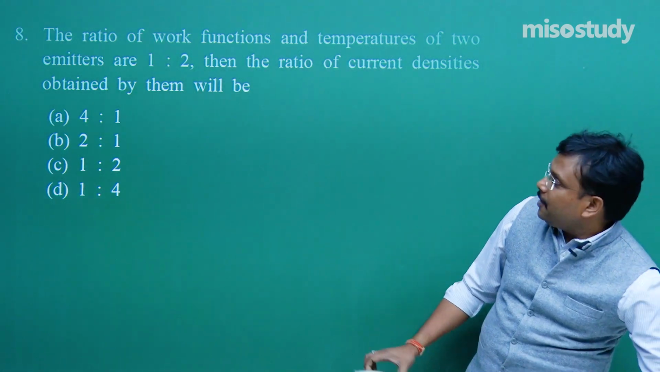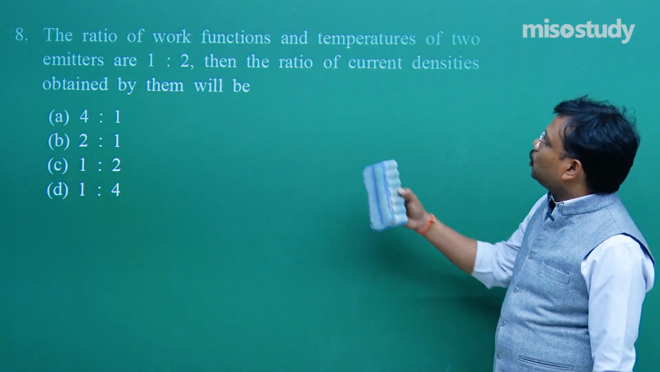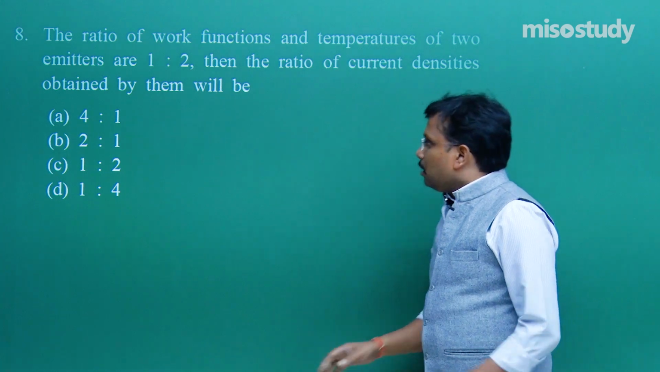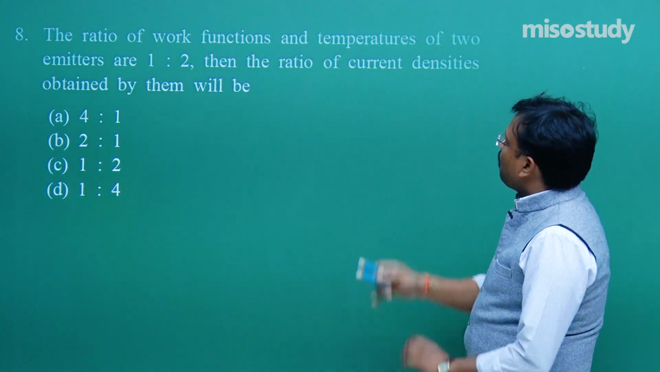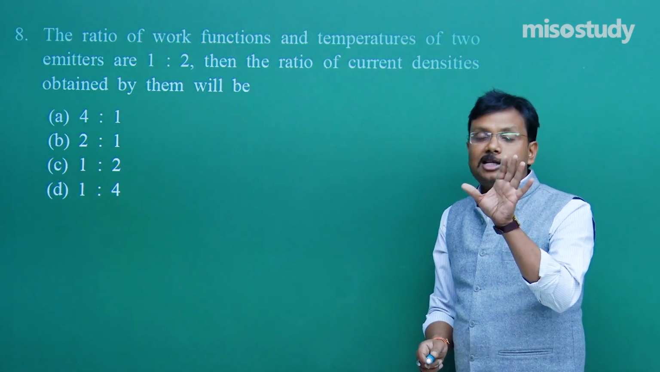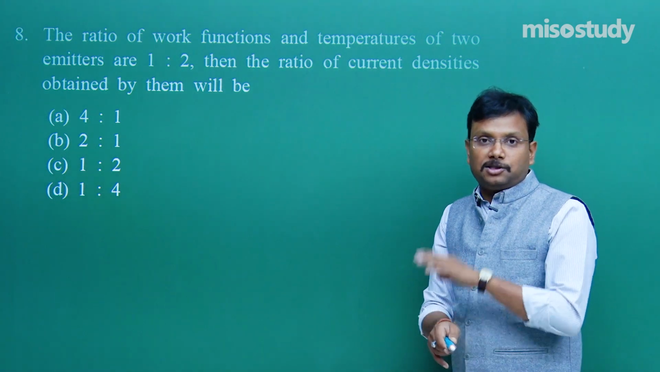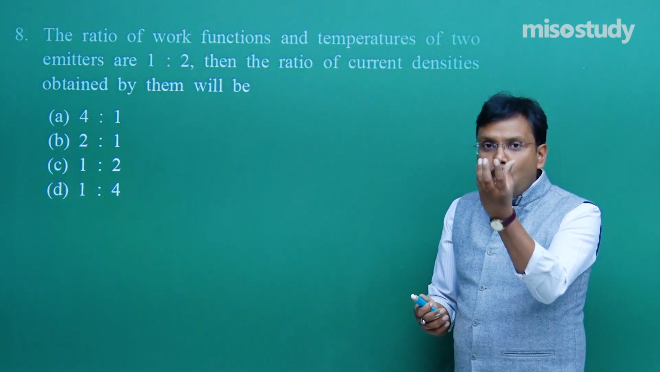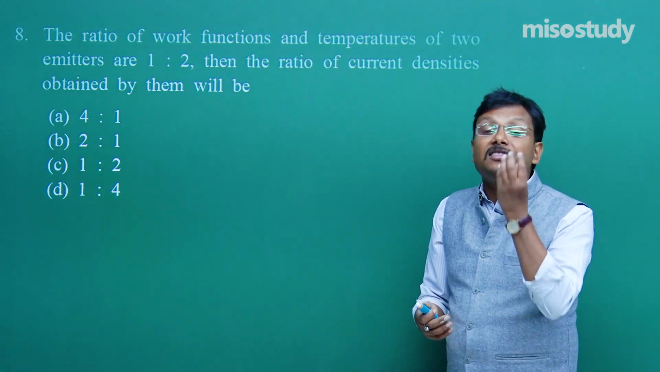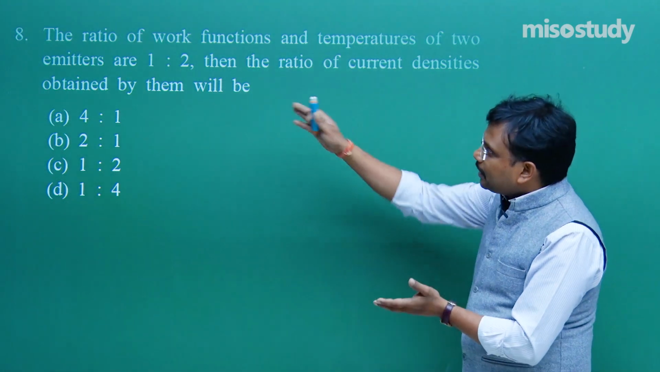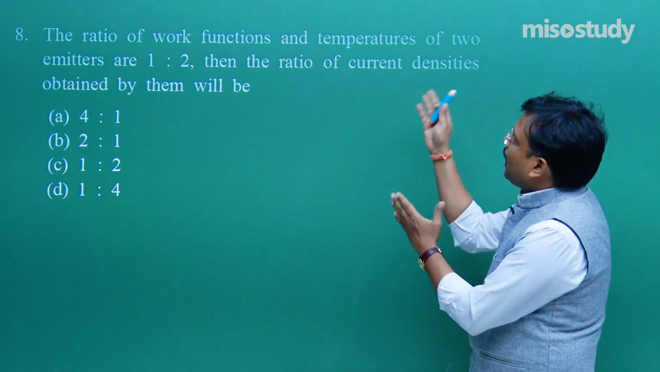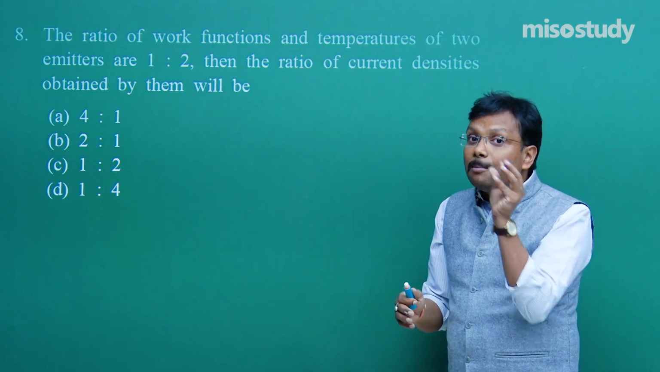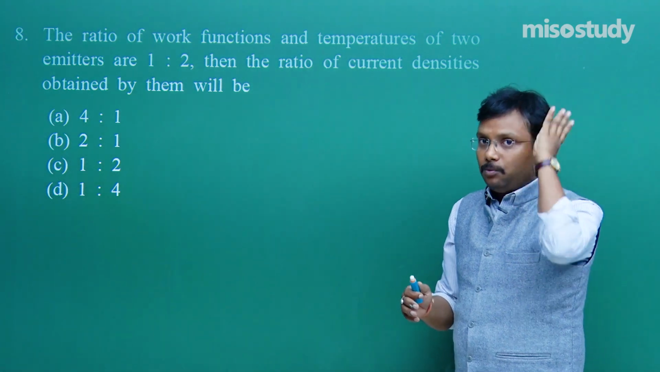So in that reference it is given, two emitters, emitter number 1, emitter number 2. So what is the ratio of current density? From the understanding of the photoelectric effect chapter, you know current density means more number of electrons. So ultimately you have to find out with the help of temperature how you can assess the densities, means the number of electrons emitted out.